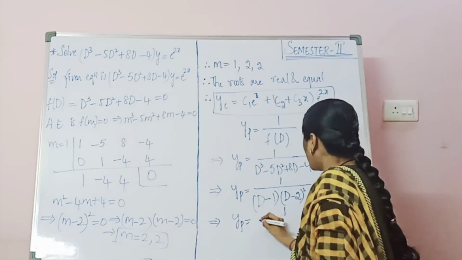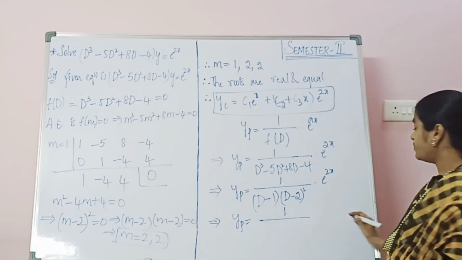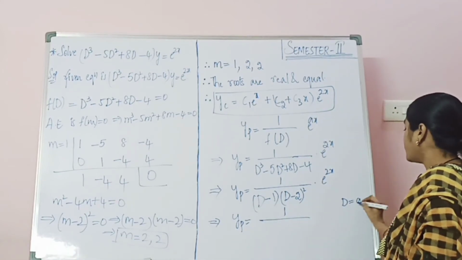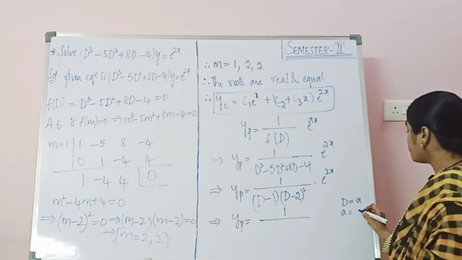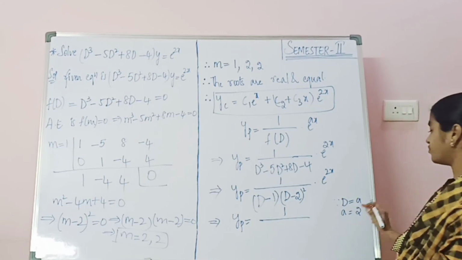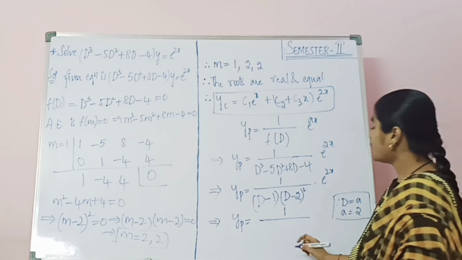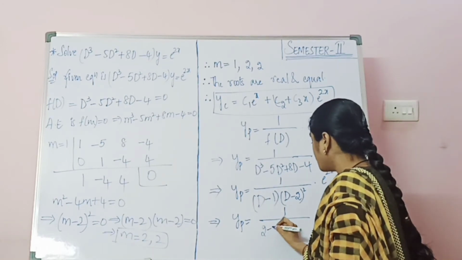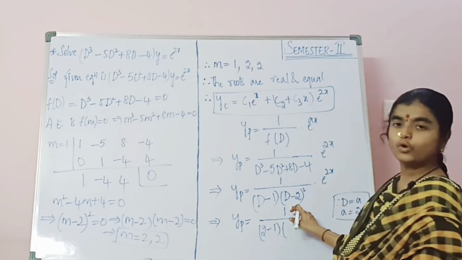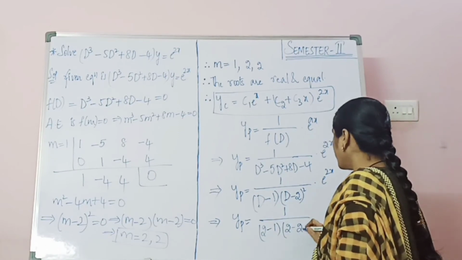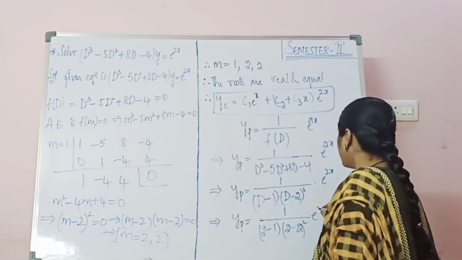Now we have to substitute a in the place of D. What is the value of a here? Since D equals a, here a equals 2. So 1 by (2 minus 1) into (2 minus 2) whole square into e power 2x.